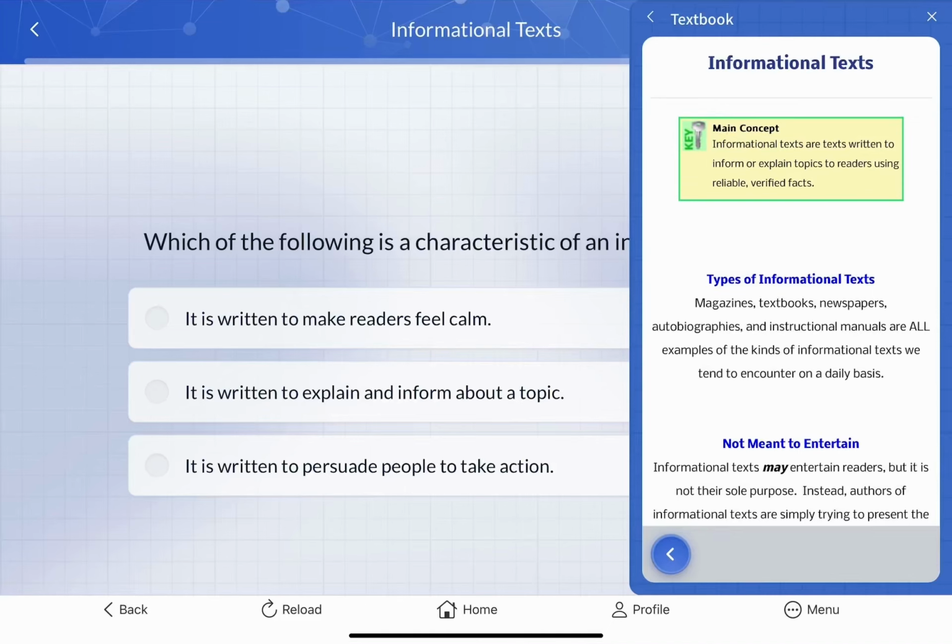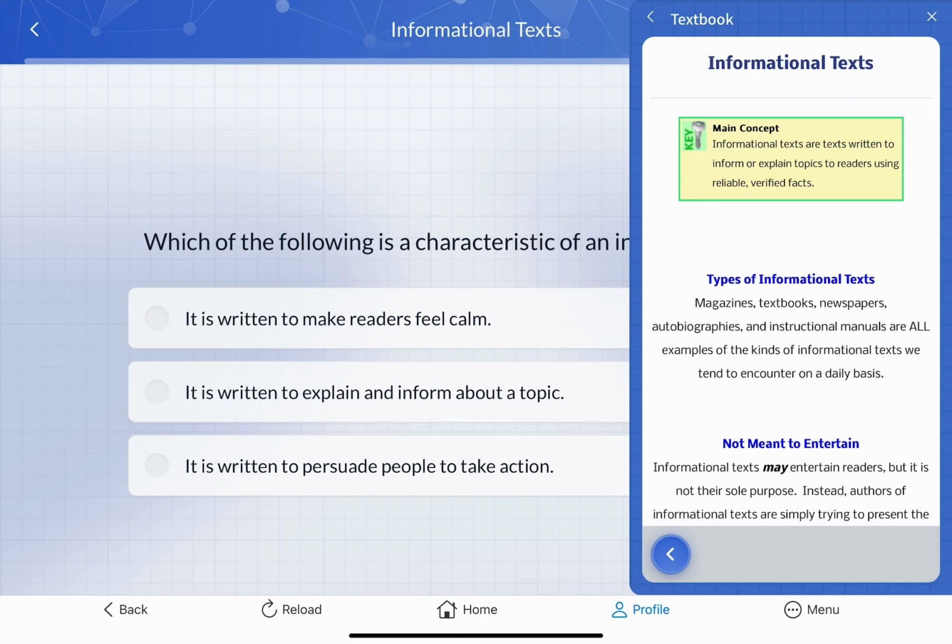Let's talk about using informational text. Now, informational text can be a magazine, textbook, newspaper, autobiographies, and instruction manual. And they're all examples of the kind of informational texts that you're going to encounter on a daily basis.